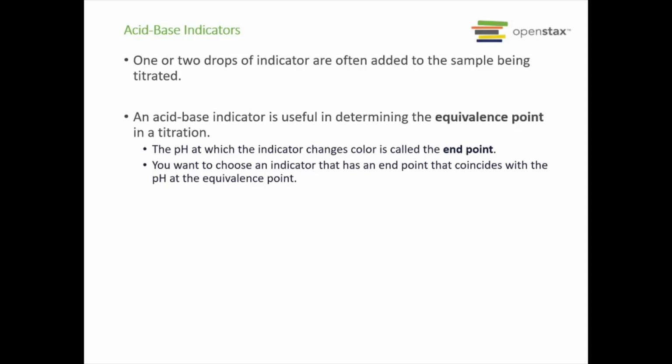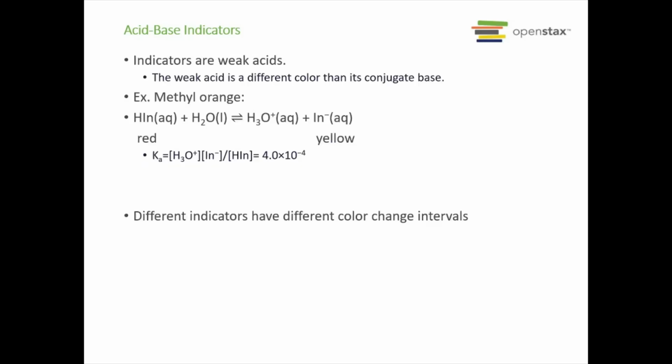Okay, so let's talk about acid-base indicators. This is a nice change of pace. We add these to a sample that's being titrated, and these are really helpful for finding the equivalence point in a titration. The pH at which the indicator changes color is called the end point. You want to make sure that you choose an indicator that has an endpoint that coincides with the pH at the equivalence point.